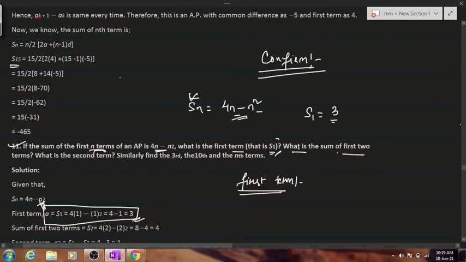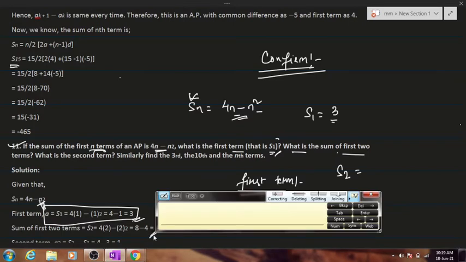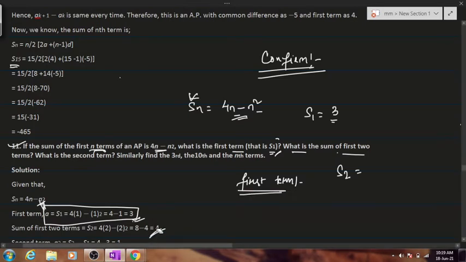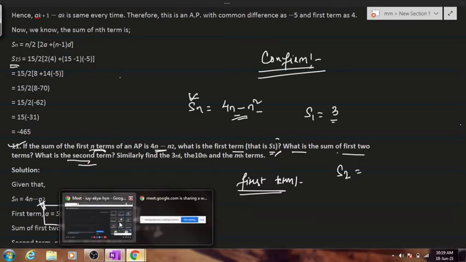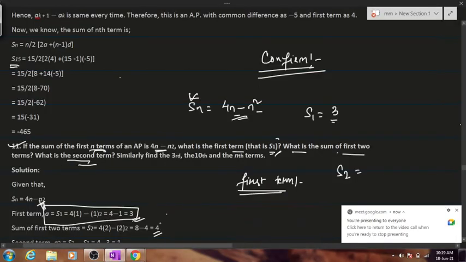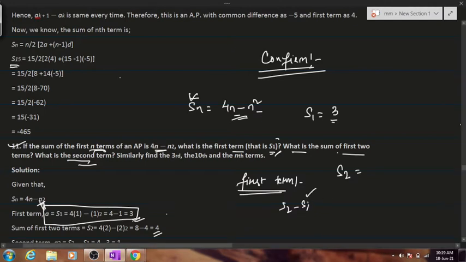What is the sum of the first two terms? So you have to calculate S2. Tell me the value for S2. Hurry up. It's 4. Is it clear? Moving on to the next one. What is the second term now? Can anybody tell me what the second term is? Tell me the second term. 1, how? You will subtract S2 minus S1, right? Because the sum of the first term was given and the sum of both the terms is given. So 4 minus 3 will give you 1, which is the second term. This happened to be the second term of the series.